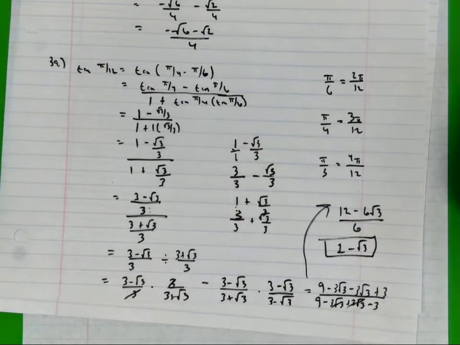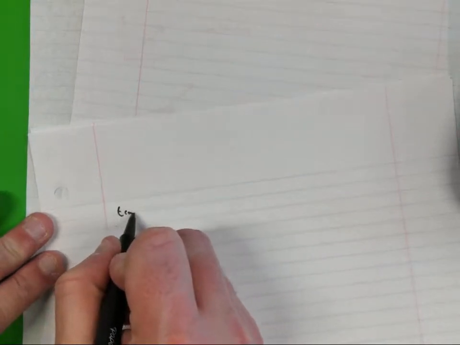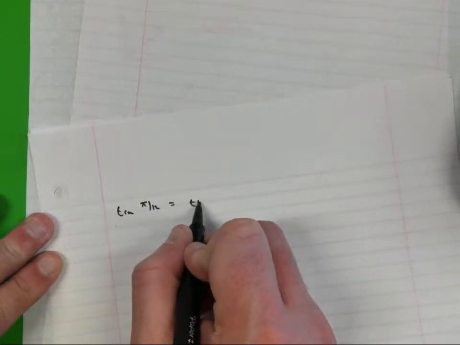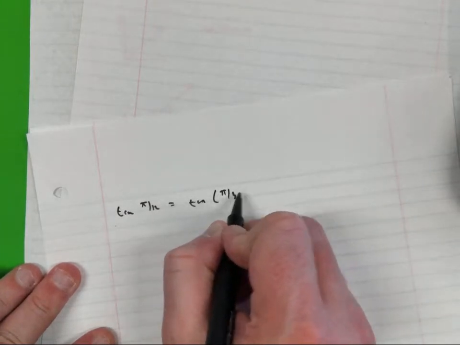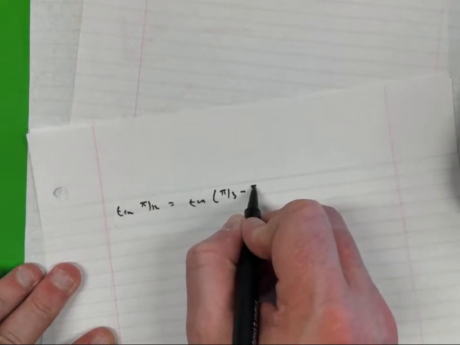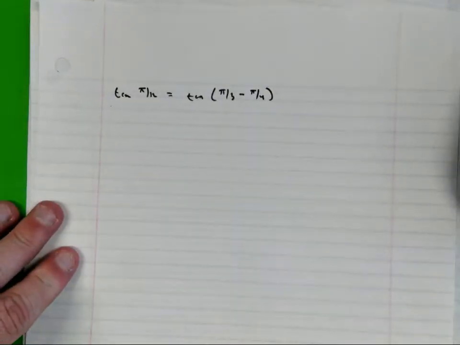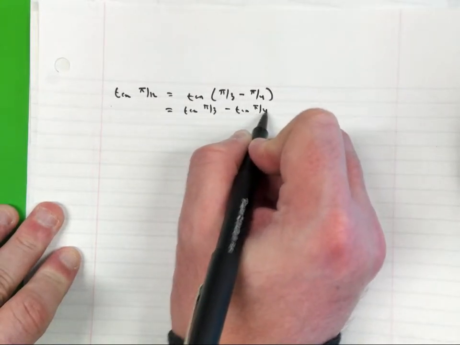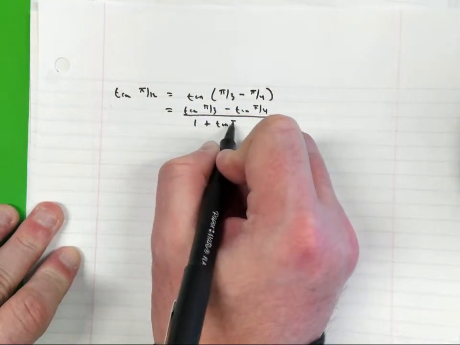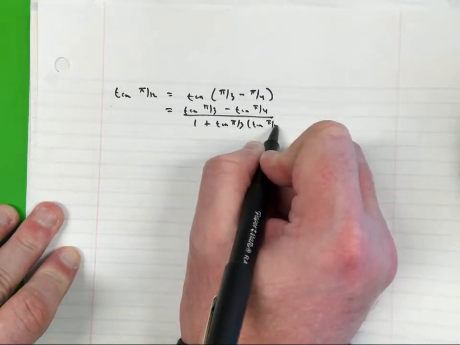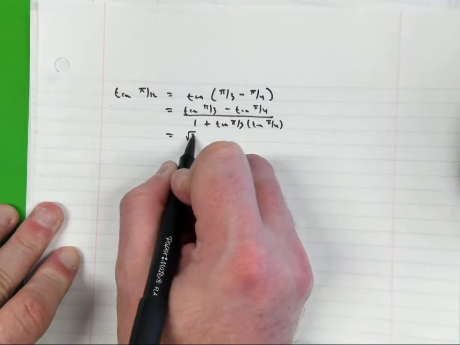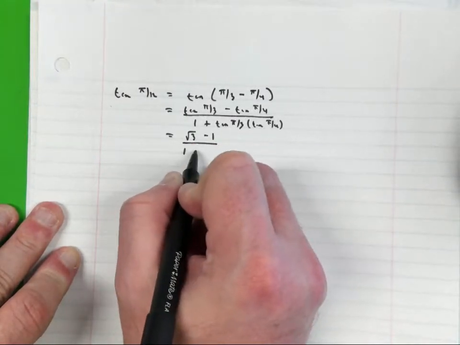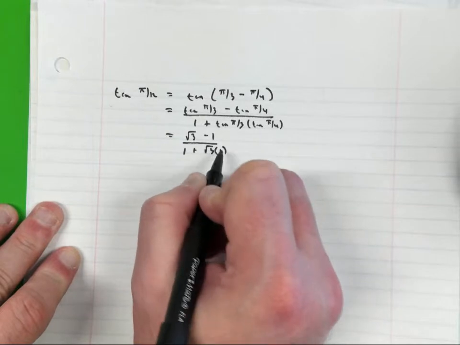Yes? I'm sorry, can you do it with the other, root 3 minus root 4? Okay. So tangent of pi over 3 minus pi over 4 equals tangent of pi over 3 minus tangent of pi over 4, over 1 plus tangent of pi over 3 times tangent of pi over 4. Tangent of pi over 3 is root 3, minus 1, over 1 plus root 3 times 1.